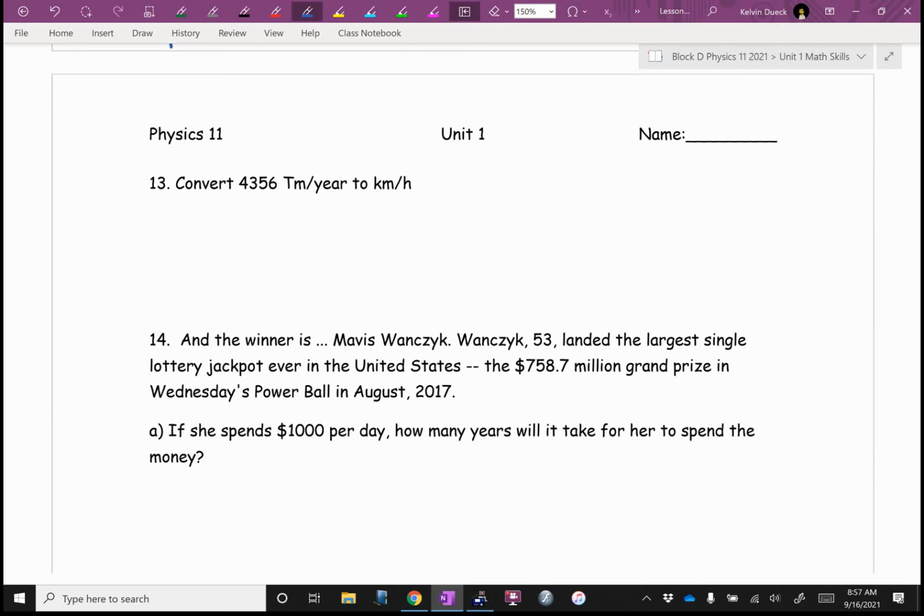Convert 4,356 terameters per year to kilometers per hour. Okay. And yeah, I'm just making stuff up now. It's pretty obvious.